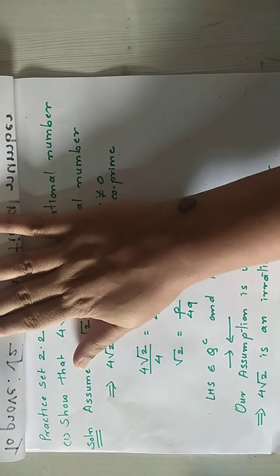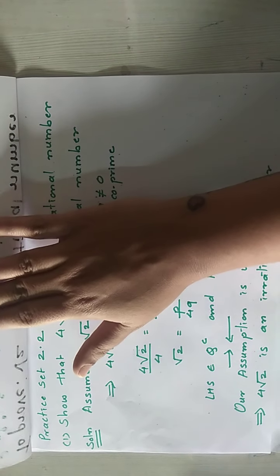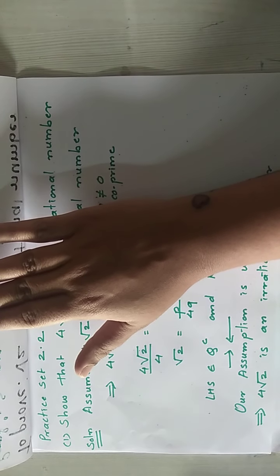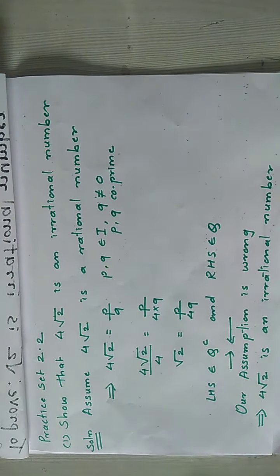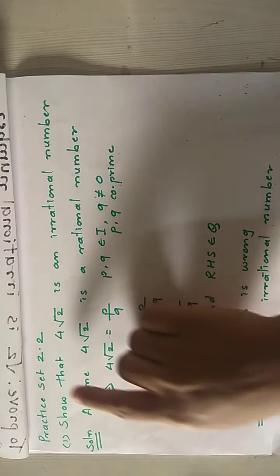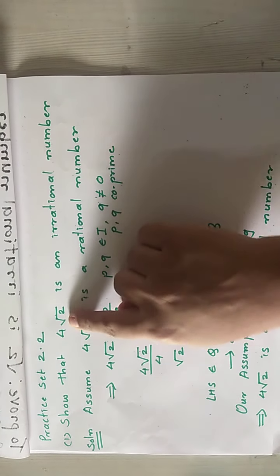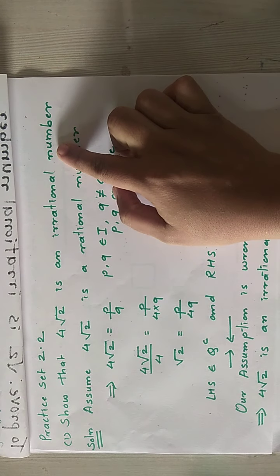We are going to solve it on the same lines, in the same way we did for root 2. So, exercise 2.2, the first sum says: show that 4 root 2 is an irrational number.